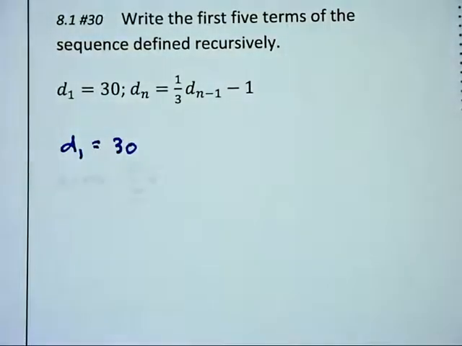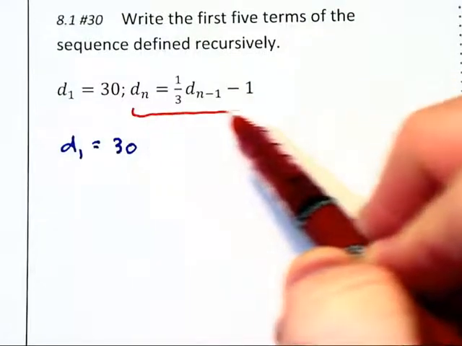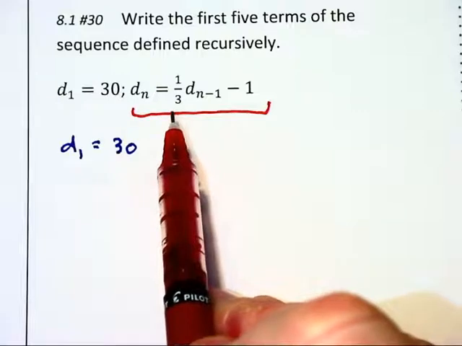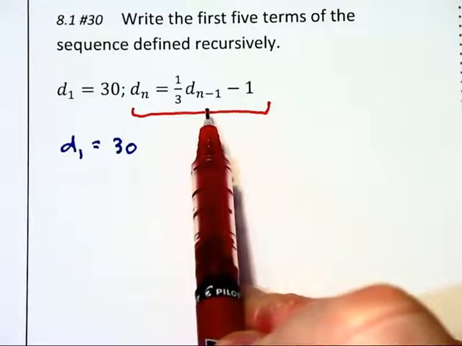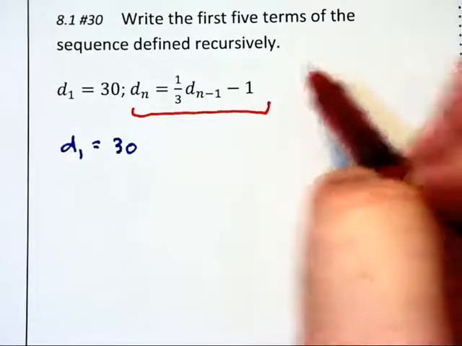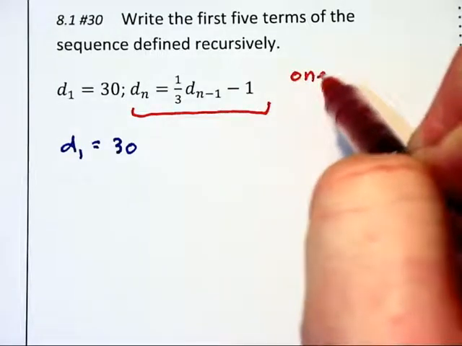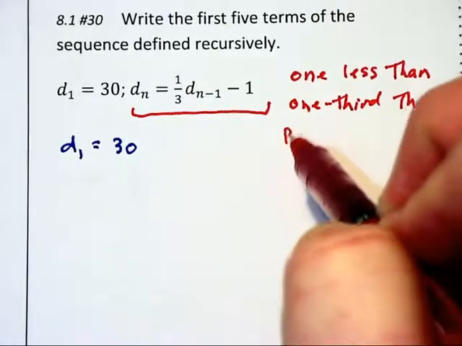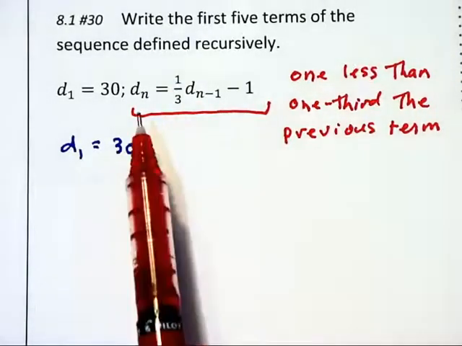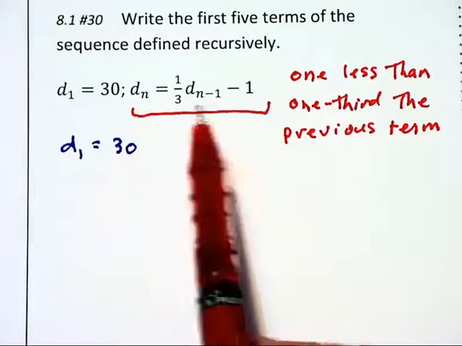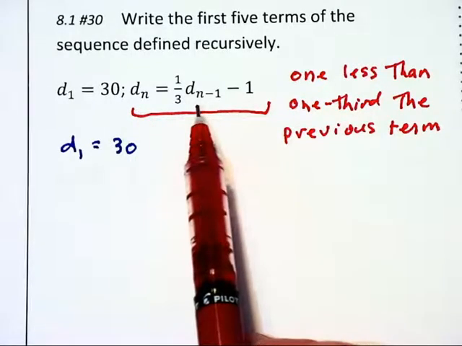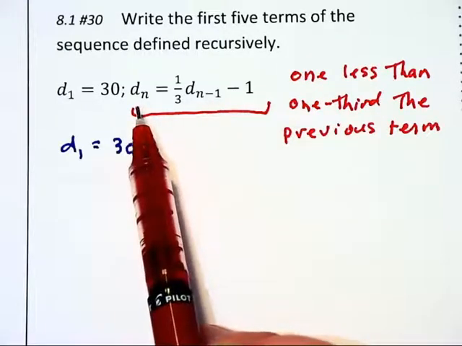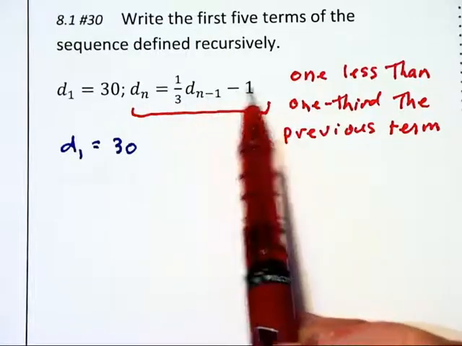What we need to be able to do is read this formula right here. This says the nth term is 1/3 the n minus first term minus 1. In other words, each term is 1 less than 1/3 the previous term. When you're looking at these subscripts, n and n minus 1, I like to say that the n minus first term is the previous term. So we have the current term is 1/3 the previous term minus 1.